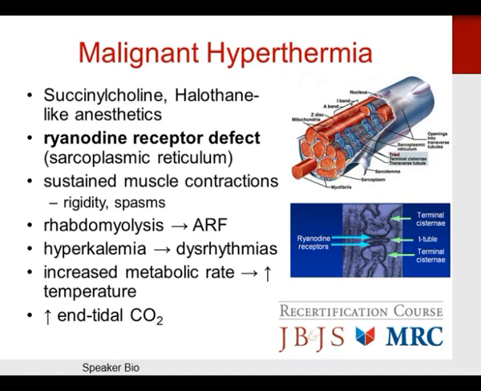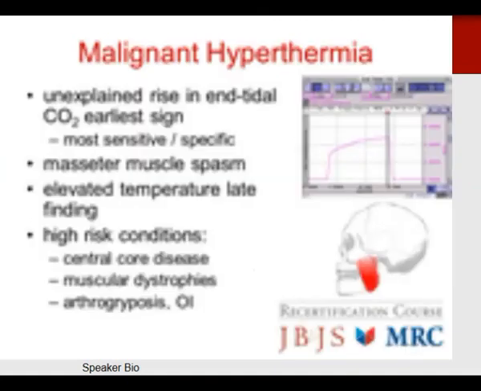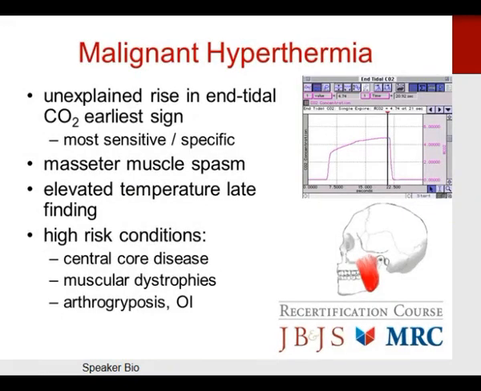So again, if you have an unexplained rise in end-tidal CO2, that's the earliest sign of malignant hyperthermia. It's the most sensitive and most specific. Frequently, these patients will have masseter muscle spasm. Again, elevated temperature is a late finding.